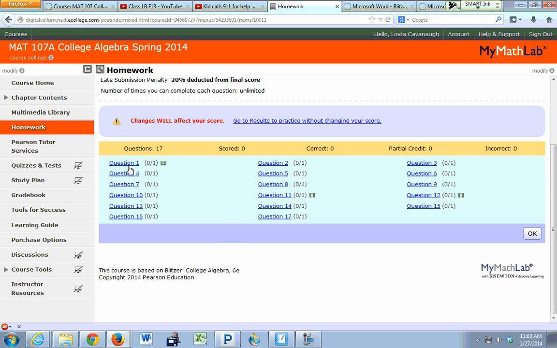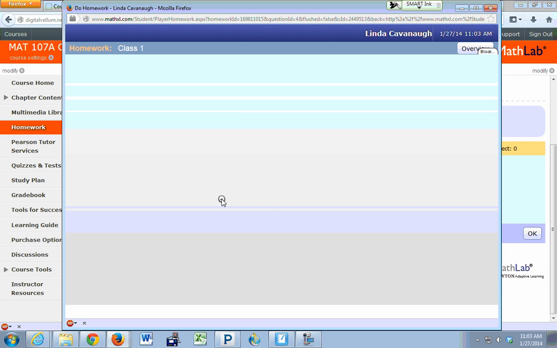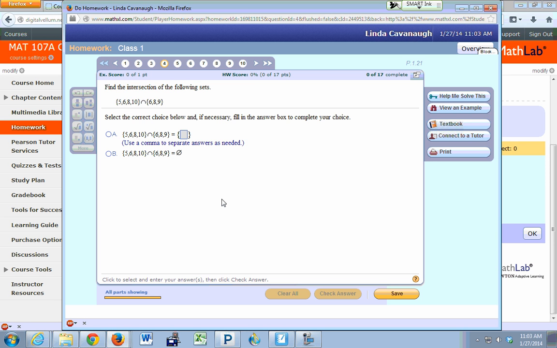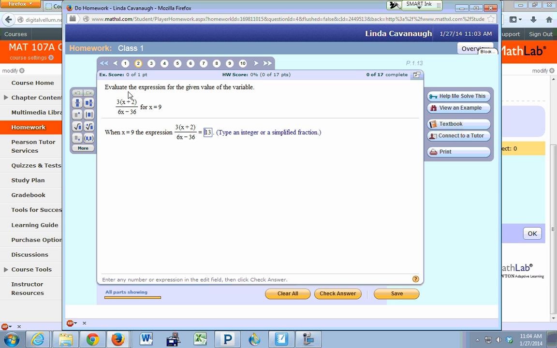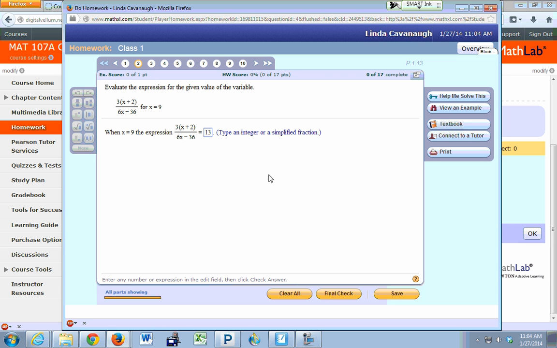I think what happens is, let's try this out. I think you have 3 chances to get it right, and then they give you another problem. So I wanted just one with one answer. Here's one: evaluate this expression for x is 9. I put in 13, like I did for my first class. It's wrong, so let's hit Check. Oh, sorry, that's not correct. They tell you what to do. So you try another. I hope I don't get the right answer.